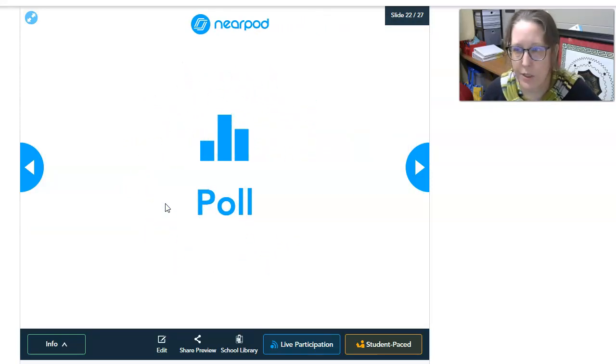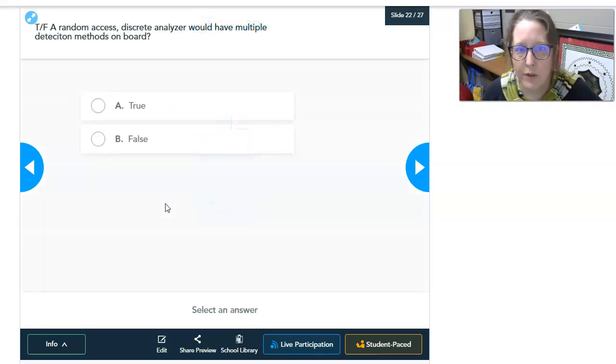Your next poll question for Nearpod is true, false, a random access discrete analyzer would have multiple detection methods onboard. And I just saw a little typo there. Y'all just ignore that.